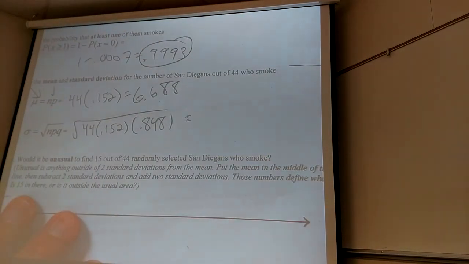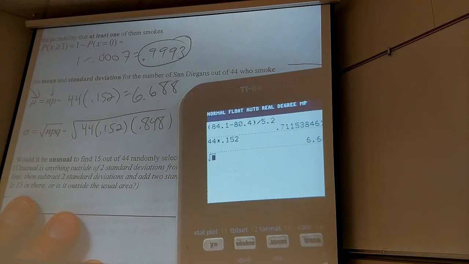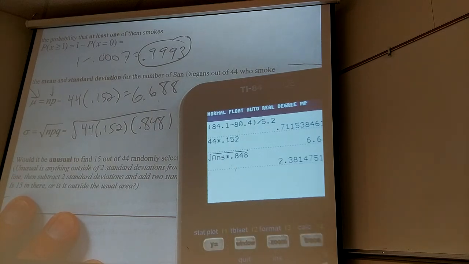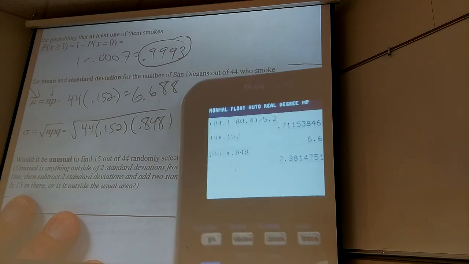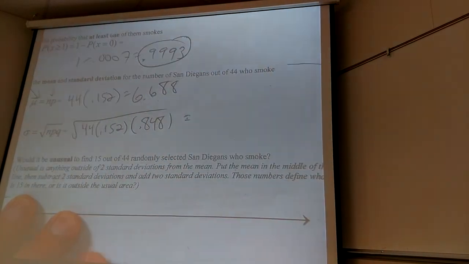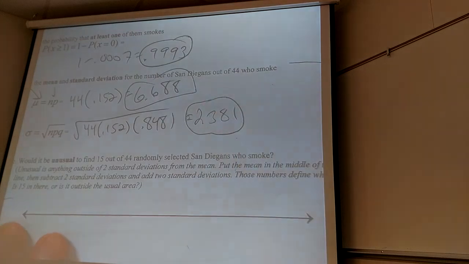So what do you guys get for the standard deviation? I've caught up to you guys. Here's how I do standard deviation. Ready? Take 44 times 0.152, and then multiply that by 0.848, and take the square root. It's 2.381. Is that what you guys got? Yeah, okay. All right, so there's the mean and the spread.